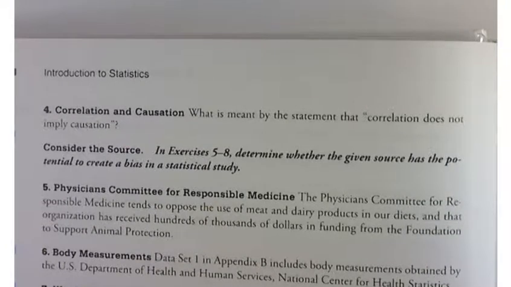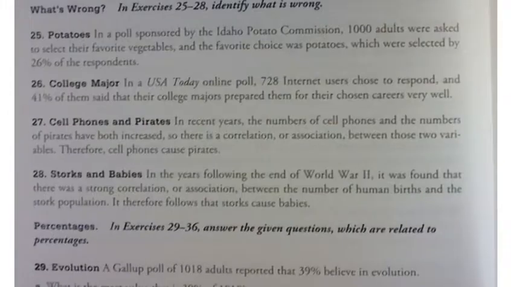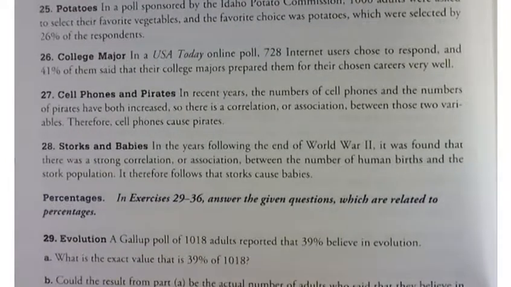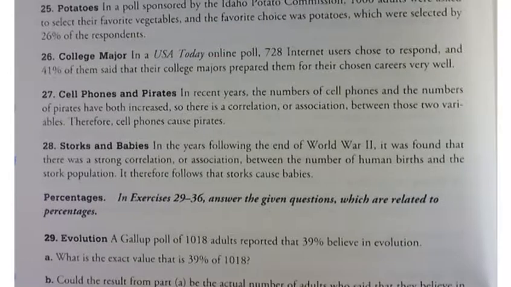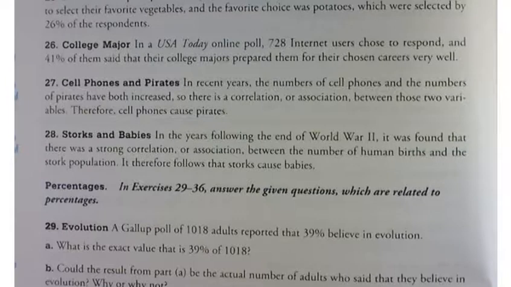Let's turn over to problem number 28 then. It says, in the years following the end of World War II, it was found that there was a strong correlation or association between the number of human births and the stork population. It therefore follows that storks cause babies. What do you think? Storks cause babies? I don't think so. So what it's getting at again is the difference between correlation and causation. One is not the other.